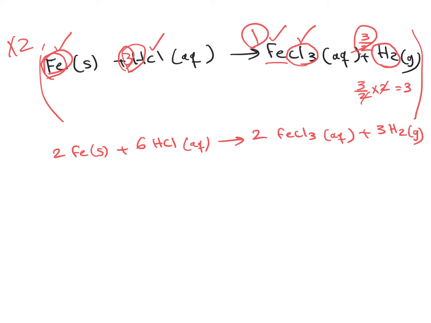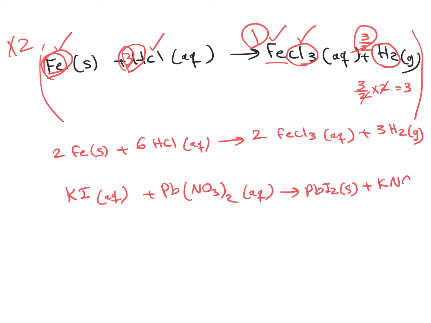Okay, let's write another example. So I have KI aqueous plus Pb(NO3)2 aqueous gives PbI2 solid plus KNO3 aqueous. Here we don't have any elements by themselves, so we can start from any of these basically. So I start with Pb.